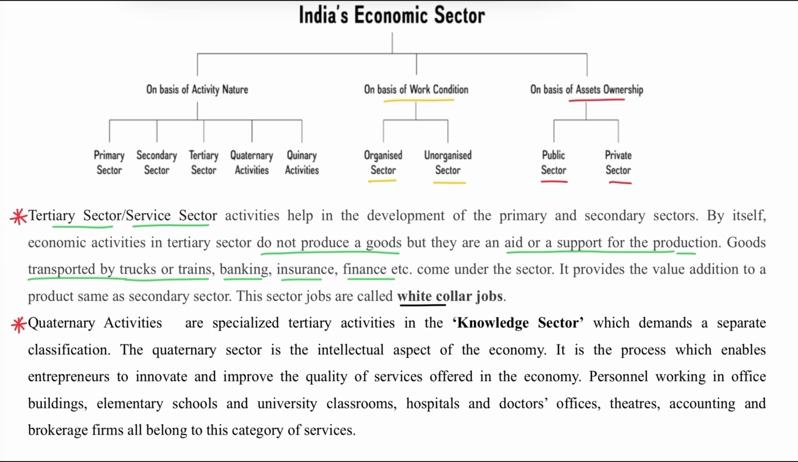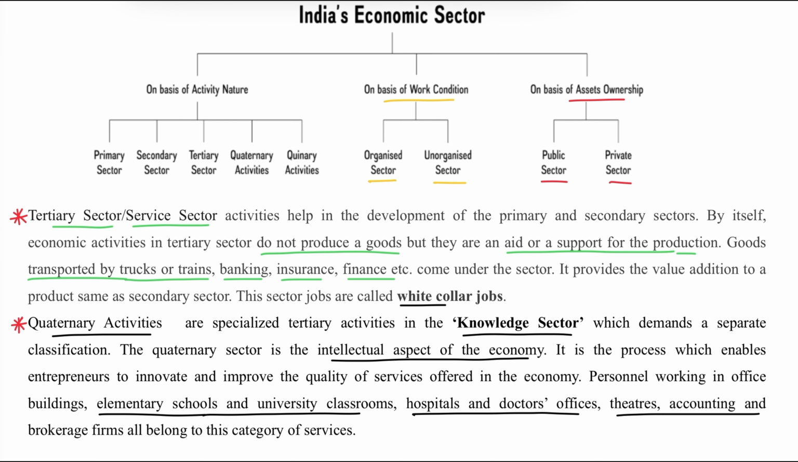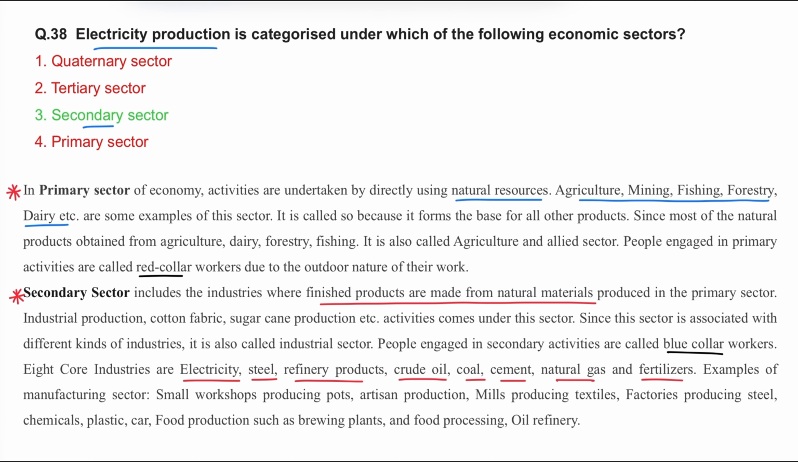Next is quaternary activities, or specialized tertiary activities in the knowledge sector, which demand a separate classification. The quaternary sector is the intellectual aspect of the economy. People working in office buildings, elementary schools and university classrooms, hospitals and doctors' offices, theaters, accounting and brokerage firms all belong to quaternary activities. Here the correct answer is 3.